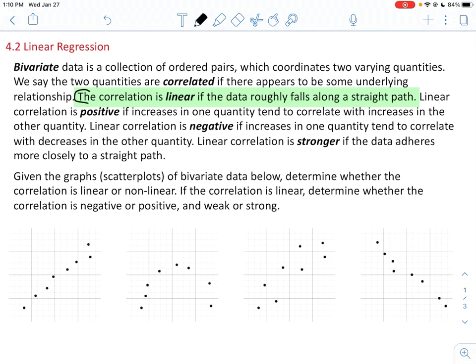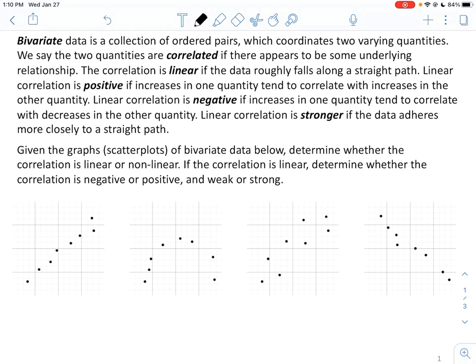Reading here, the correlation is linear if the data roughly falls along a straight path. So of these three, the ones that appear to be linear, this one appears to be following a straight path roughly. Now the data itself is not collinear, meaning there is no line that connects all the data, but the data roughly follows a linear path. This one appears to be nonlinear. Seems like the data is following a curving path. This one appears to be linear as well, but not following it as tightly. And then over here, it looks like we have another linear correlation.